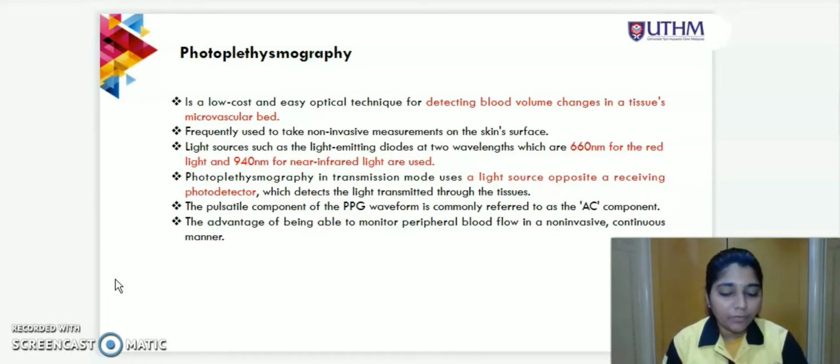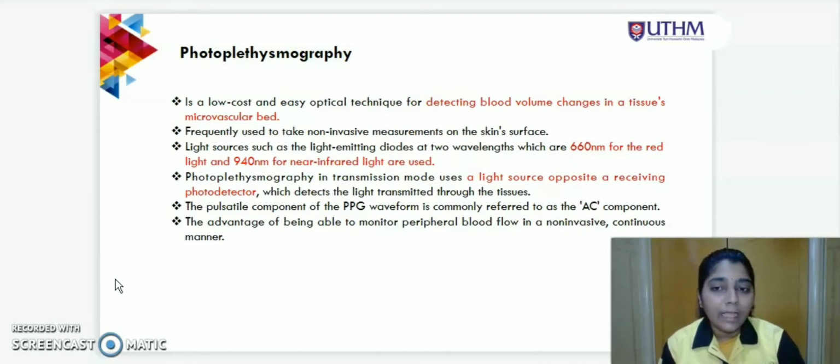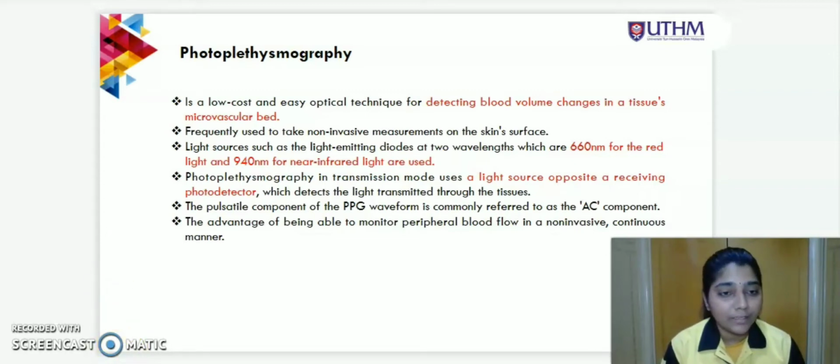The technique is performed by using a pulse oximeter that has two light sources at two different wavelengths, which is 660 nanometers for the red light and 940 nanometers for the infrared light. PPG in transmission mode uses a light source opposite a receiving photodetector that detects the light transmitted through the tissue. The pulsatile component of the PPG waveform is commonly referred to as the AC component, and the advantage of PPG is that it is able to monitor peripheral blood flow in a non-invasive and continuous manner.